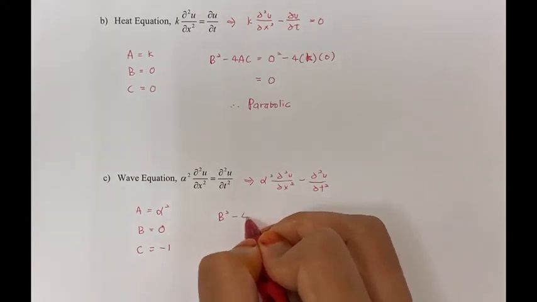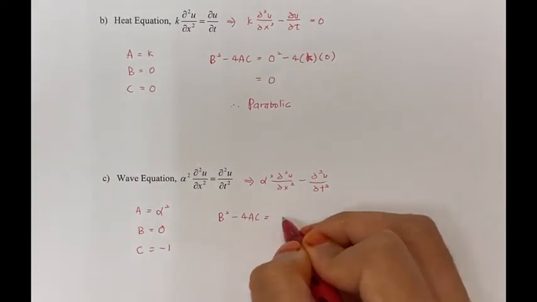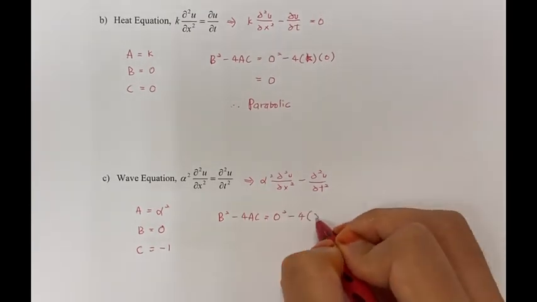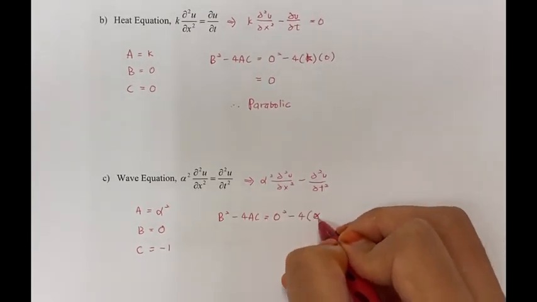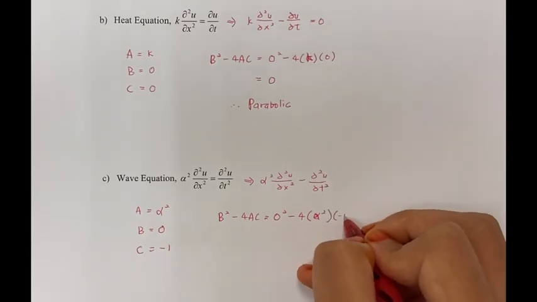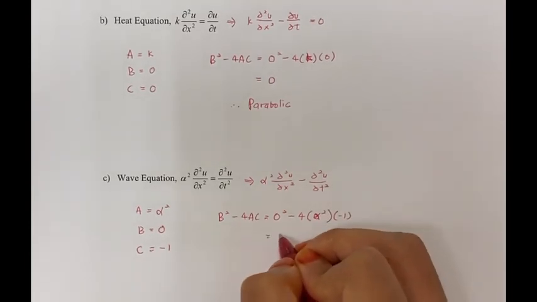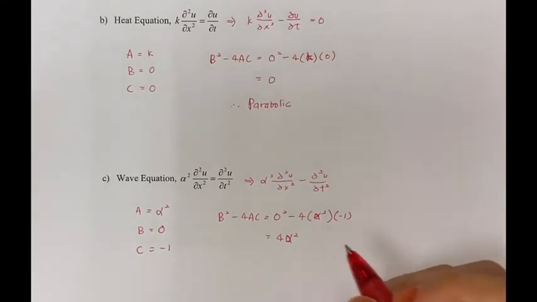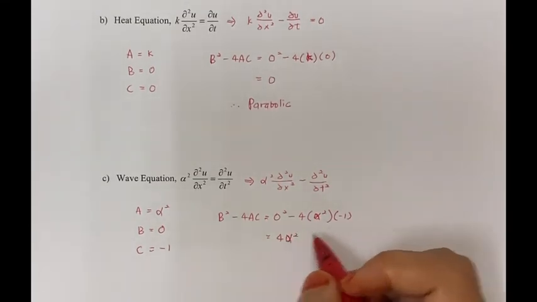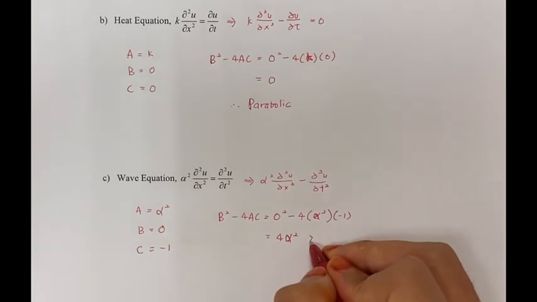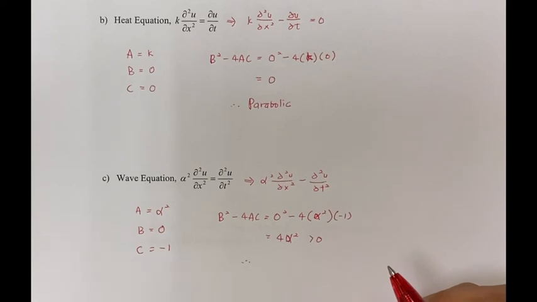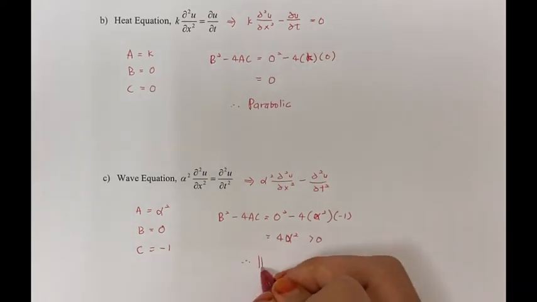Okay, so b square minus 4AC is equal to 0 square minus 4 multiplied by alpha square multiplied by negative 1. So we have 4 alpha square. Since alpha is a constant, it is always positive. So when b square minus 4AC is greater than 0, this is hyperbolic.